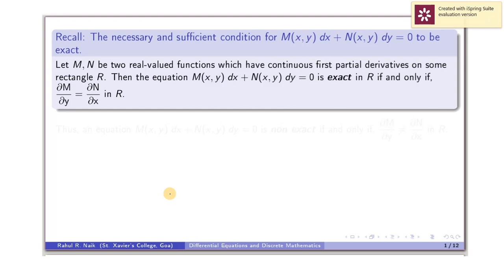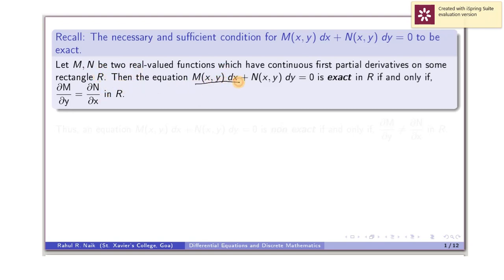But to check whether the given equation of the form M dx + N dy = 0 is exact, we use a very simple result, a necessary and sufficient condition for the equation to be exact. The result says: let M and N be real valued functions which have continuous first partial derivatives on some rectangle R. Rectangle R, because M and N are functions of two variables, so you define them on a rectangle R.